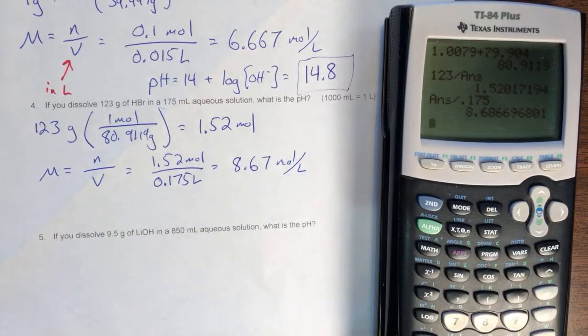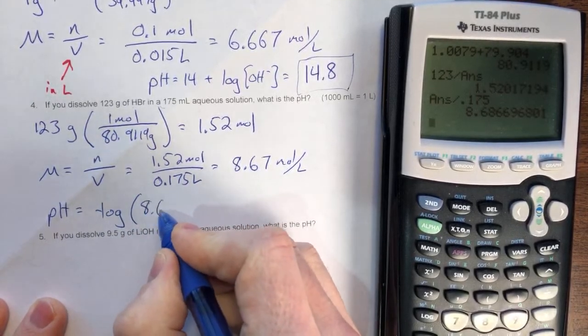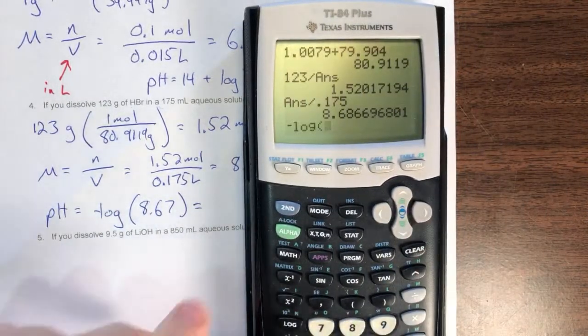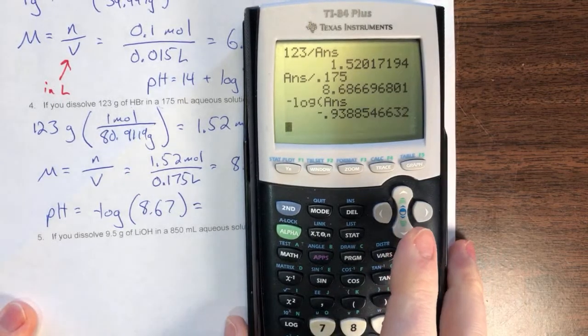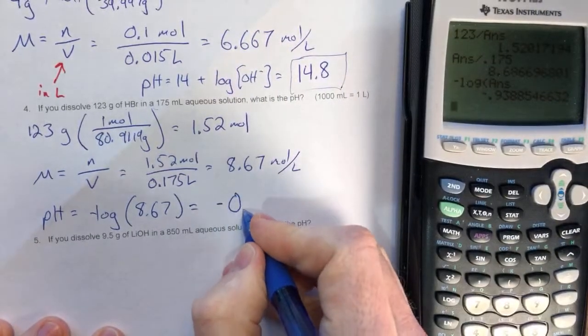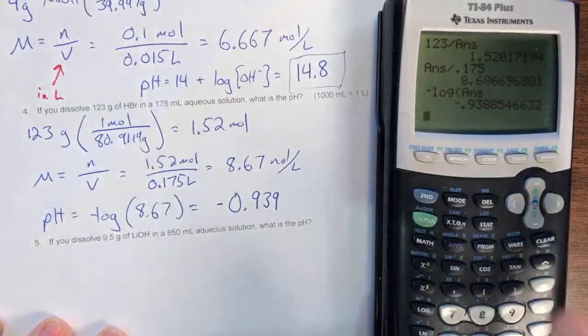Finally, HBr, is that an acid or is that a base? Well, we have an H in front, so it's an acid. So our pH is going to be the negative log of our 8.67, which gets me negative, and don't forget that negative sign, don't think, oh wait, negative, that must be wrong. It's not wrong. It really is negative. So negative 0.939, that is our pH, okay?